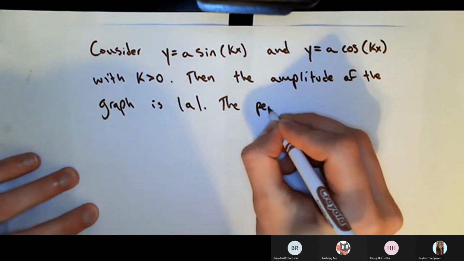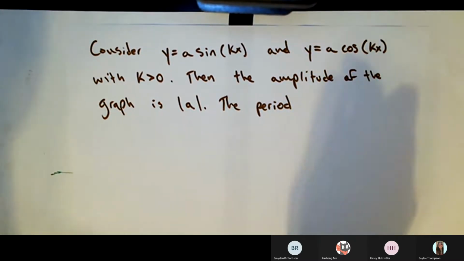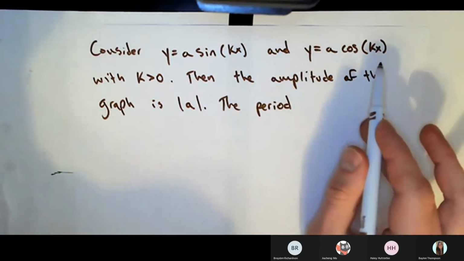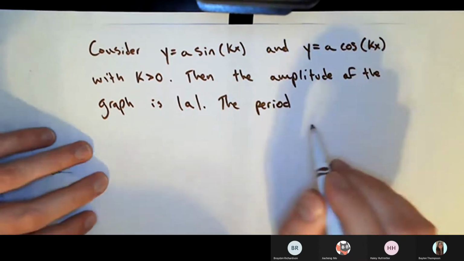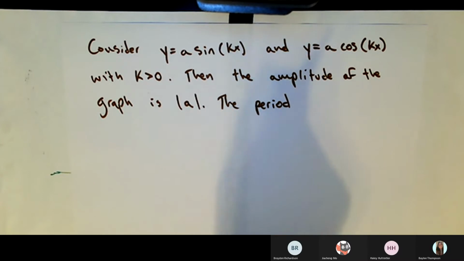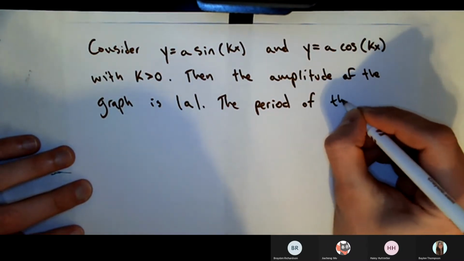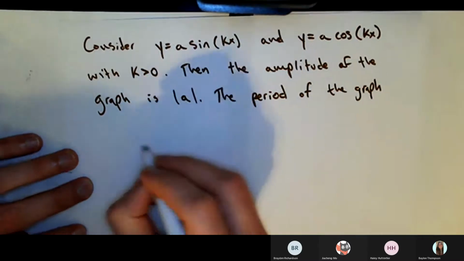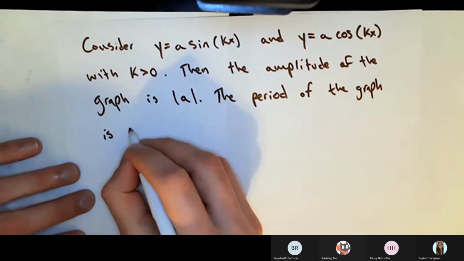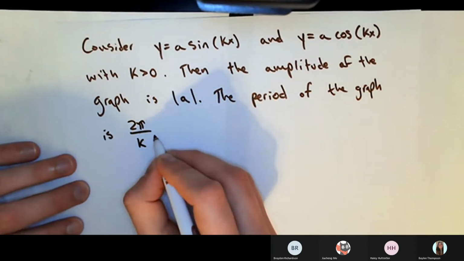The period, now remember the period of these functions is 2 pi, right? I have not looked at yet multiplying by a number inside the function, which is where k is. So I haven't done any examples of that yet. So let me write down a fact and then we'll do some examples. The period of the function graph is typically just 2 pi. But if you multiply by a number inside, then the period is 2 pi over k.